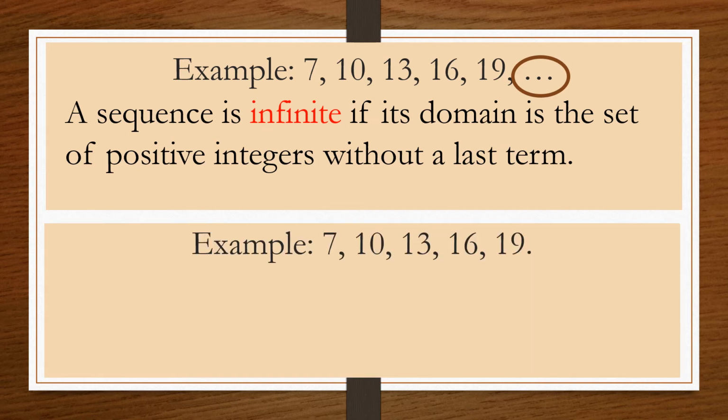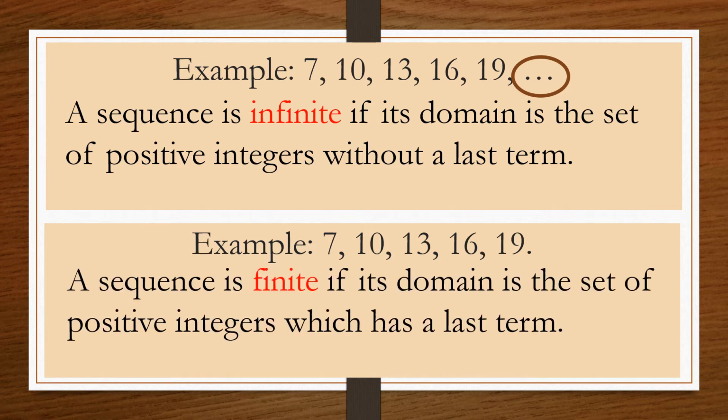But if we stop at a certain term, for example, we have 7, 10, 13, 16, 19, and we stop at 19, this one is called a finite sequence. A sequence is finite if its domain is the set of positive integers which has a last term.